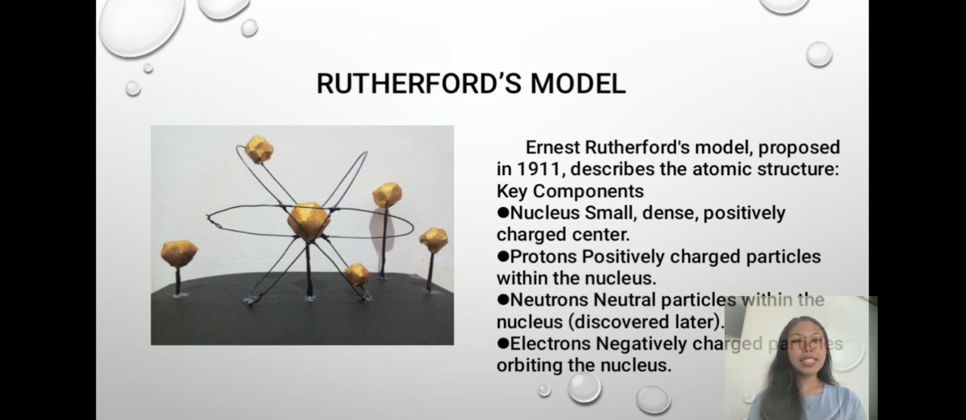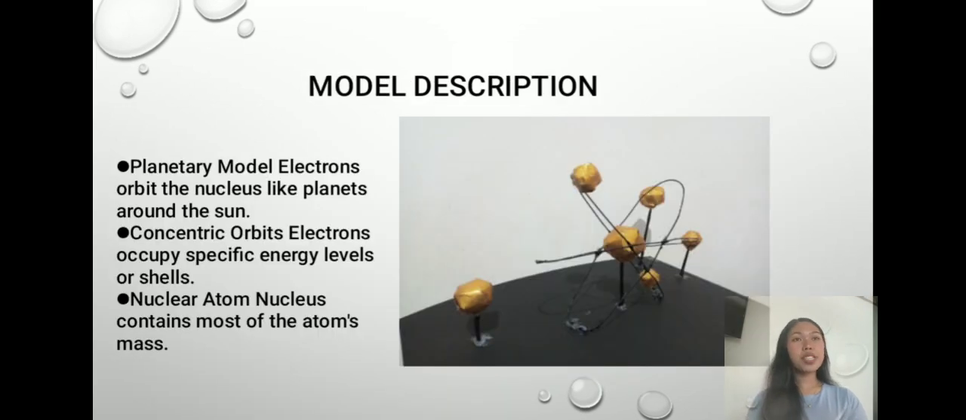Fifth, dynamic nature. The model suggests that atoms are static but have electrons constantly in motion around the nucleus. So now, let's proceed to its model description. Planetary model: electrons orbit the nucleus like planets around the sun. Concentric orbits: electrons occupy specific energy levels or shells. Nuclear atom: the nucleus contains most of the atom's mass.